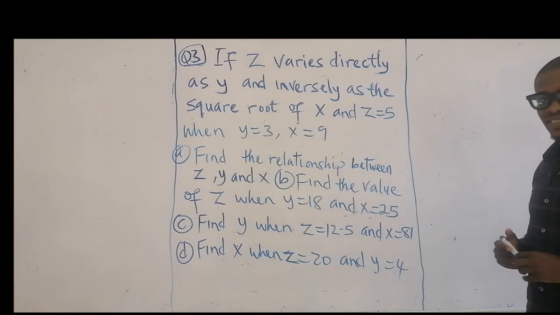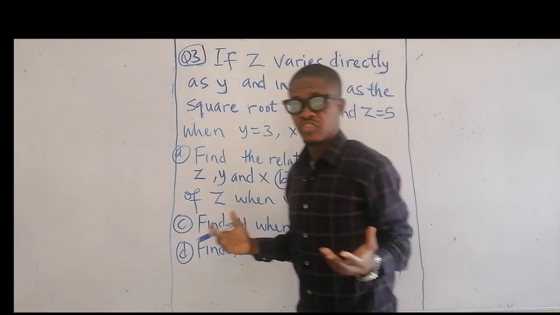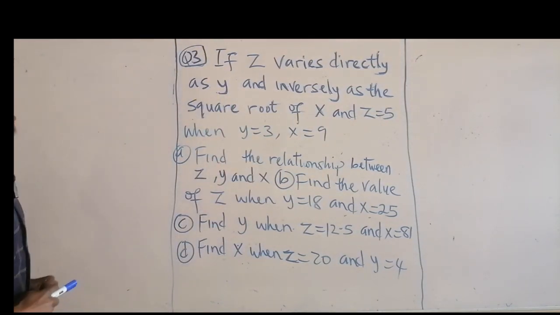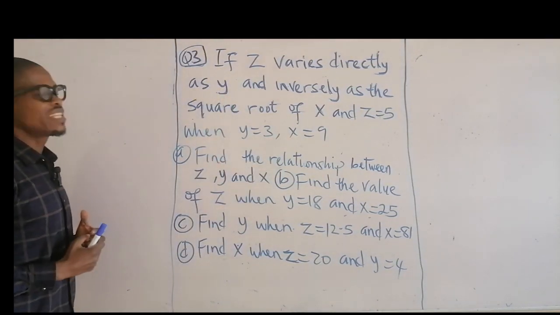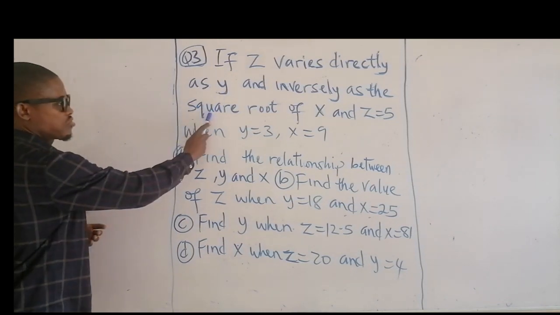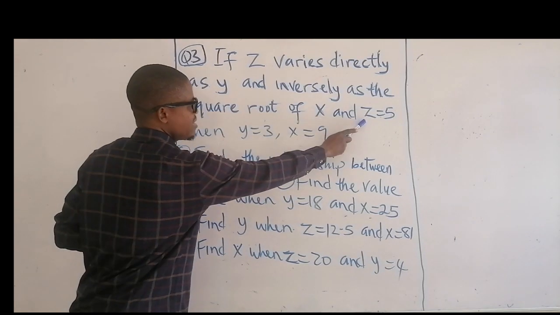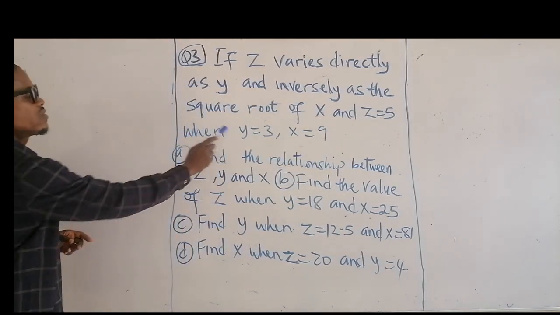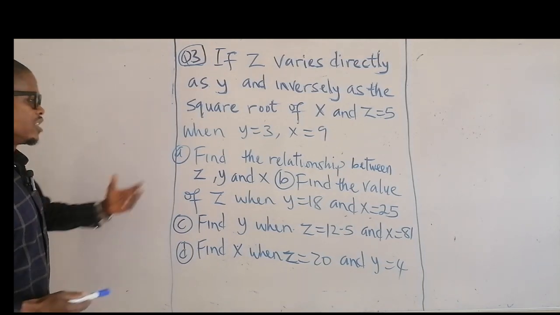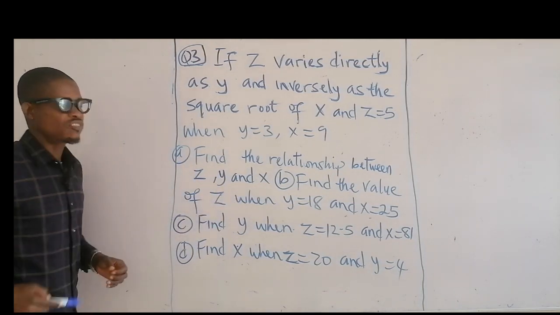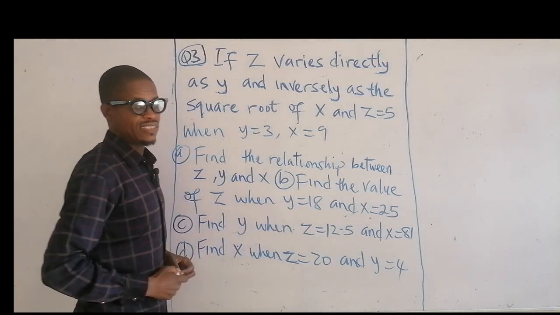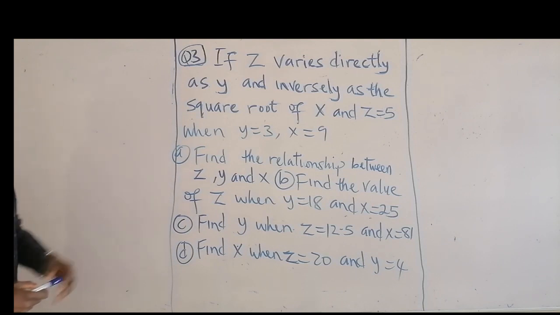Back. We are still on joint variation. We are looking at the third question. If z varies directly as y and inversely as the square root of x, and z is equal to 5 when y is 3 and x equals 9. A. Find the relationship between z, y, and x. B. Find the value of z when y is 18 and x is 25.